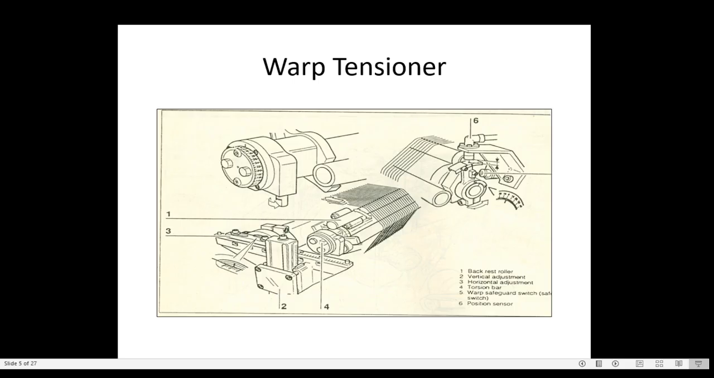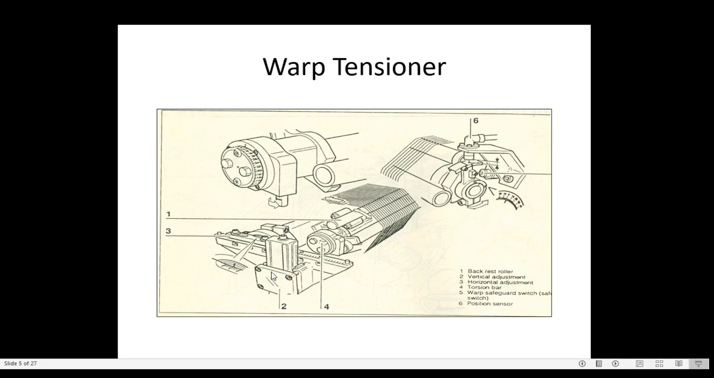So how do we do that? See here. First we will see the parts of the warp tensioner. This is the complete backrest of the machine. One is the backrest roller, and these two are called whip rollers. Two small whip rollers are there, shown by the arrow. Then second, we can see the vertical adjustment position.